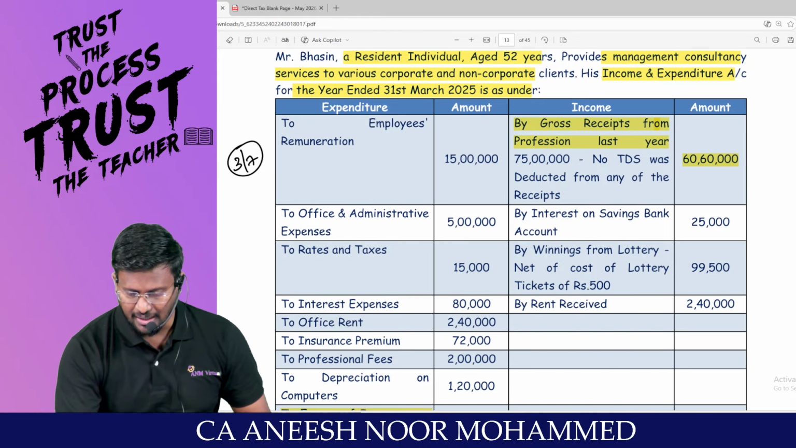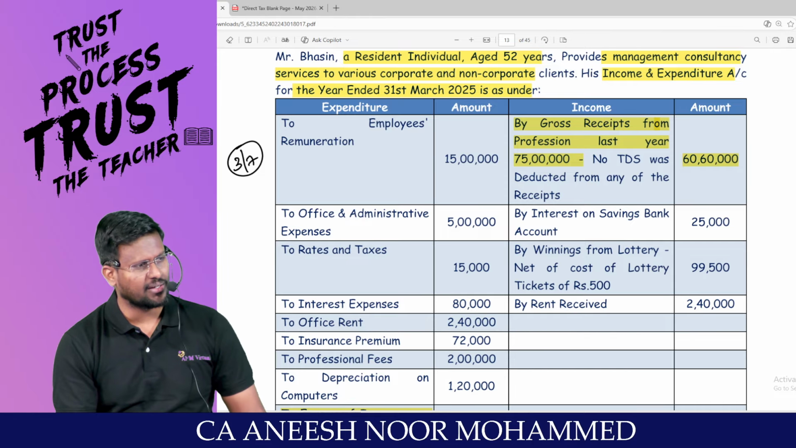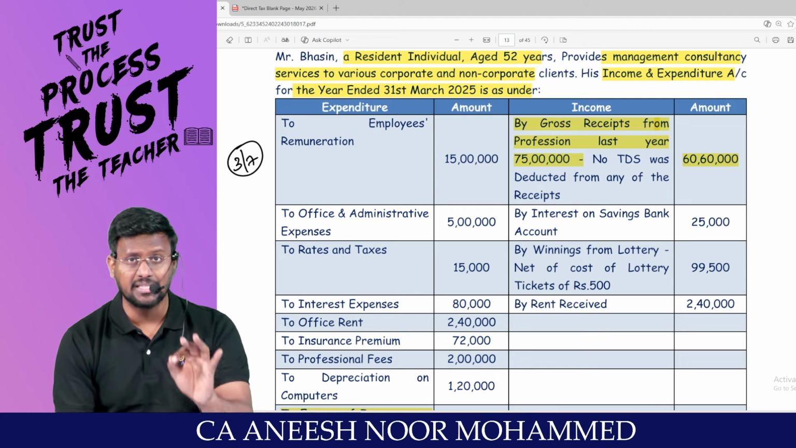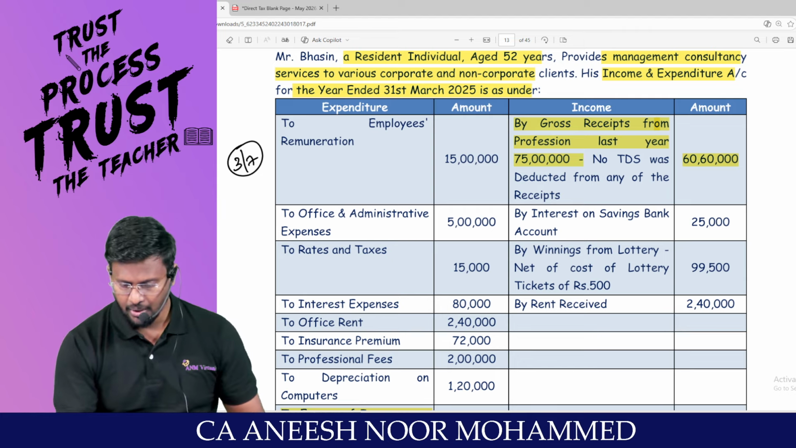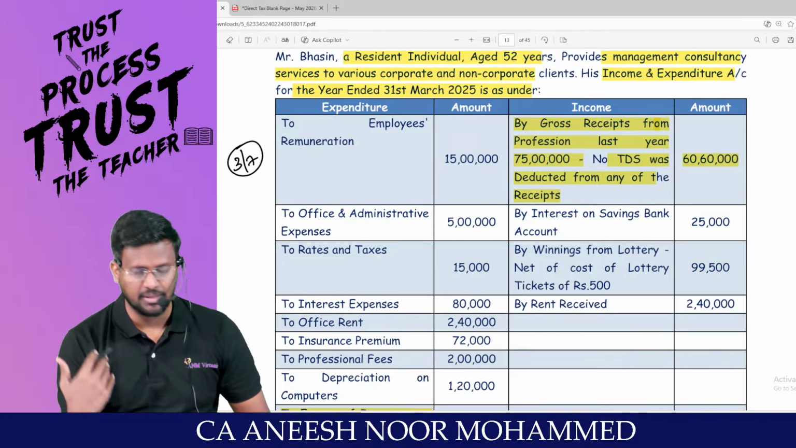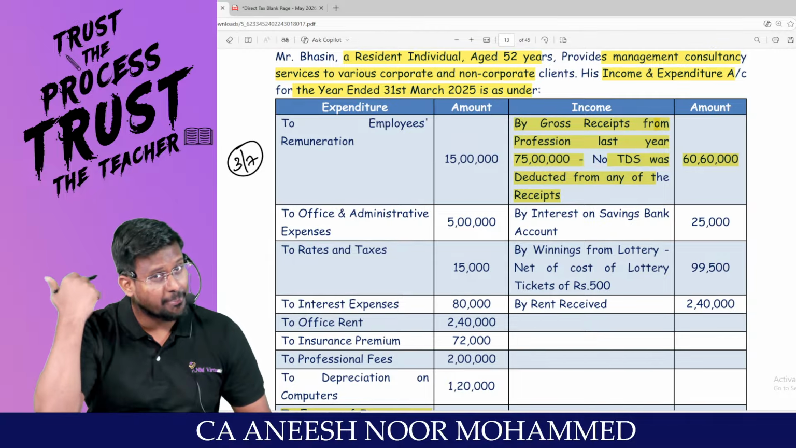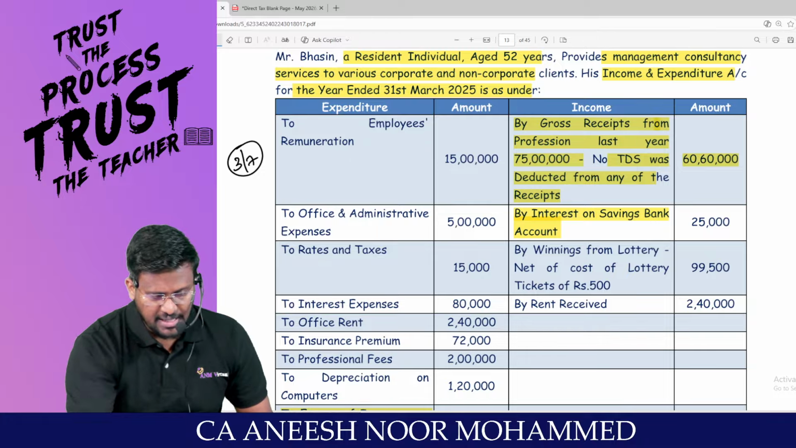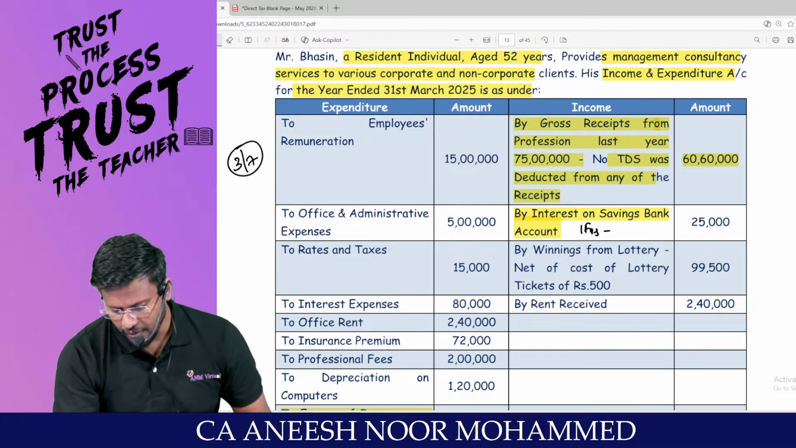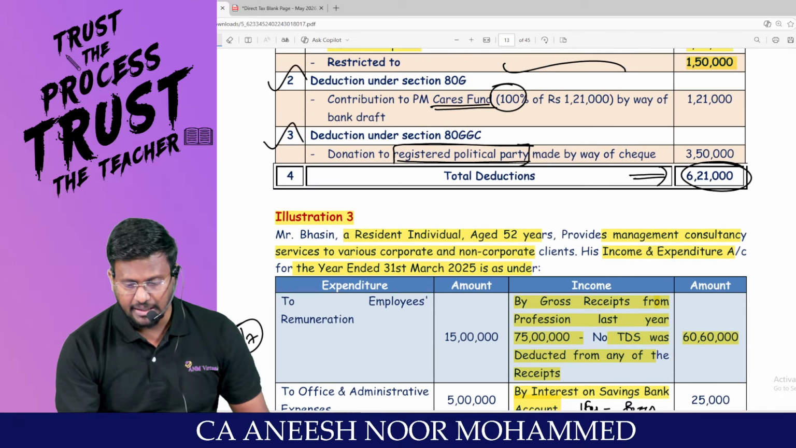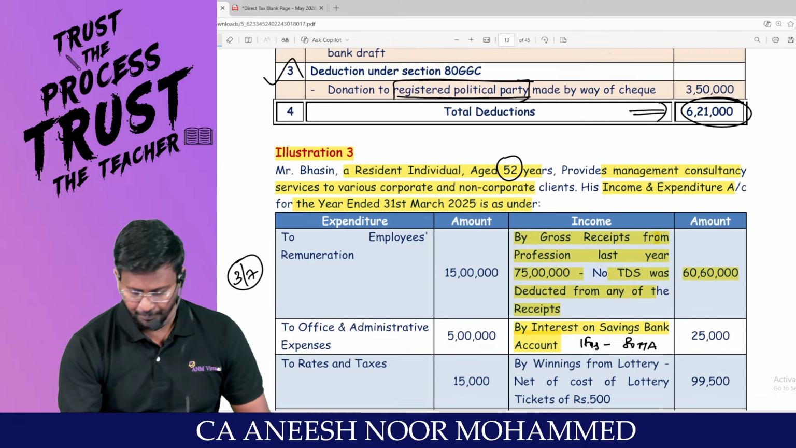From profession, last year was 75 lakh. So in the last year, since income exceeded 50 lakh, in the current year he is liable to deduct TDS. No TDS was deducted from any of the receipts. That is not my problem. That is the payer's problem, right? Interest on savings account has to be included in IFOS and can be claimed as deduction under 80TTA to the extent of 10,000. 80TTB will not be applicable to this person.